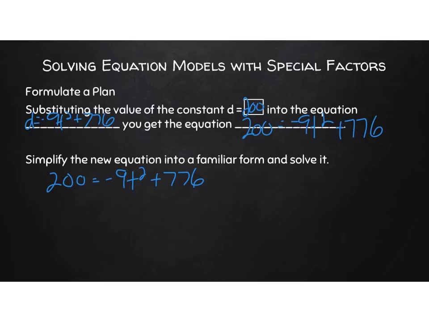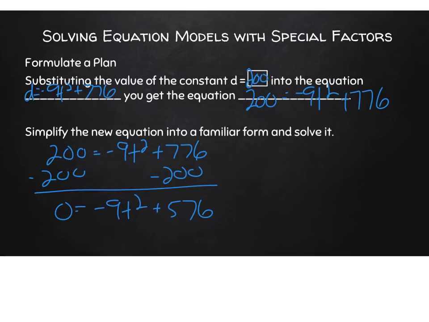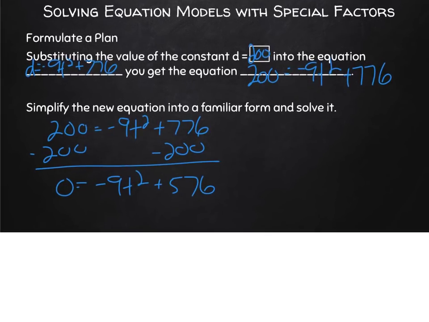Now normally I always try to make the first term positive, but it is a little simpler to subtract 200, and it's not a bad practice for how to deal with it when your a is negative. So we'll see how that works out. So I'm going to subtract 200 to get it set equal to 0, and you get negative 9t squared plus 576. Now from here we want to check to see if there's a GCF. Alright, so we have a GCF of 9 here, and so I'm going to factor out a negative 9 so that we get a positive value, and then this becomes negative as well.